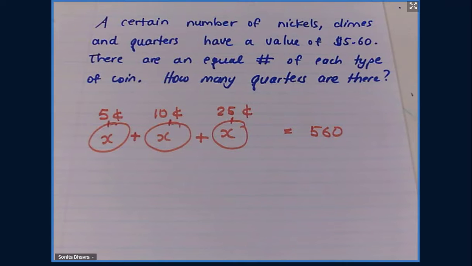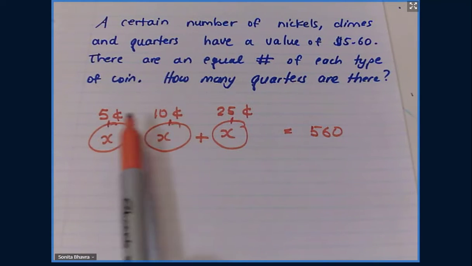All right, so for our next example, we have a certain number of nickels, dimes, and quarters with a value of $5.60. There are an equal number of each type of coin. How many quarters are there? So I've already started with my diagram.